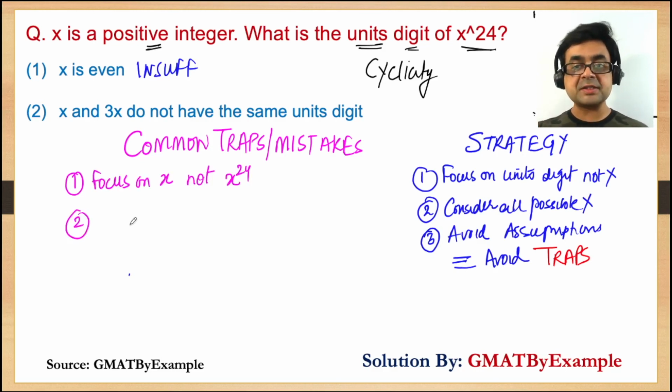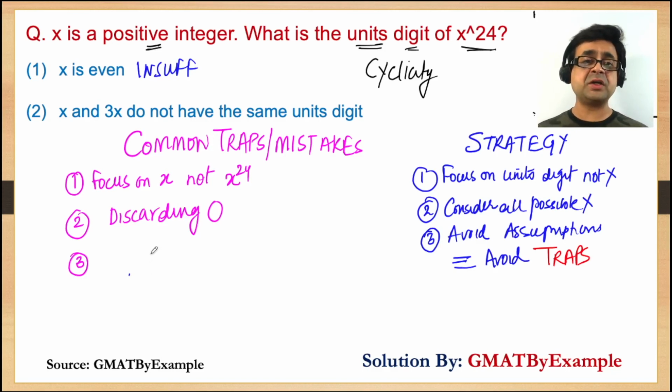Number 2, x is given to be a positive integer. So x cannot be 0. However, that doesn't mean you discard 0 as the possibility. That is another common trap people get into by discarding 0 as a possibility, because there will still be numbers with 0 as units digit.